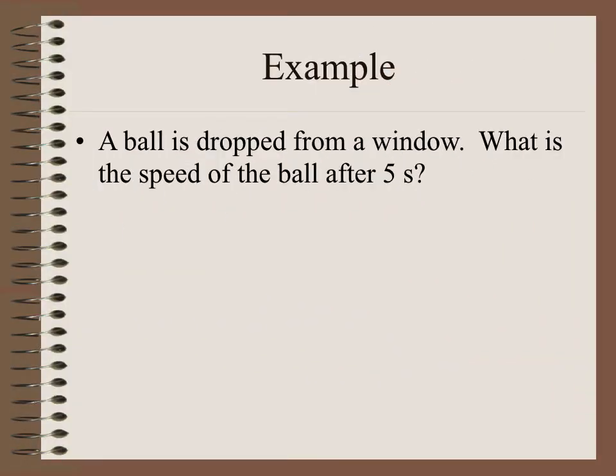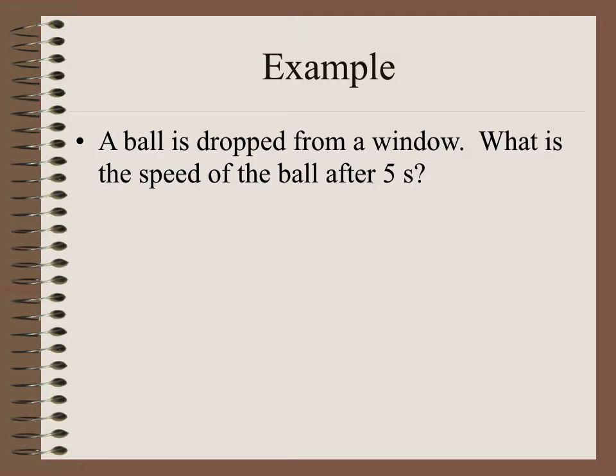Let's take a look at an example. It says, a ball is dropped from a window. What is the speed of the ball after 5 seconds? Now, this problem can be a little confusing for some people, because if they're just looking for numbers, the only thing that's given in the problem is a time of 5 seconds. So if we go through and gather information from carefully reading the problem, let's see what we end up with.